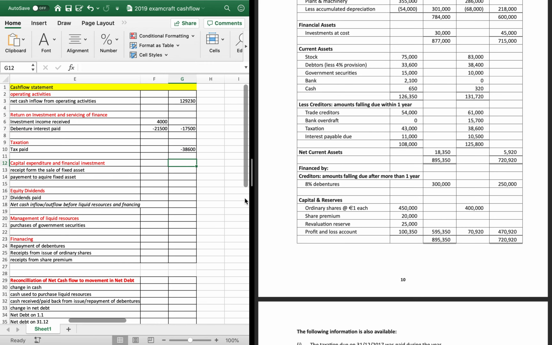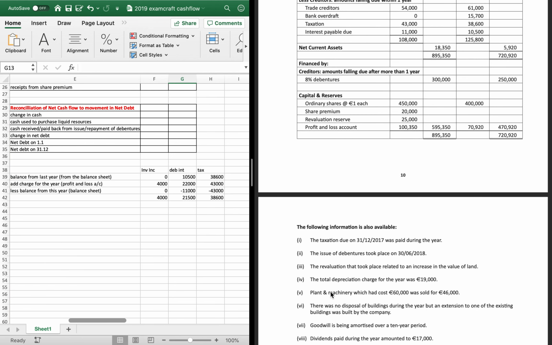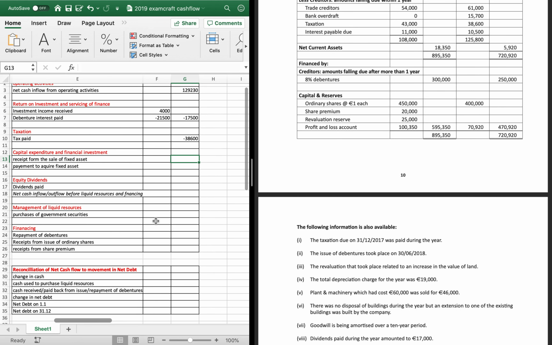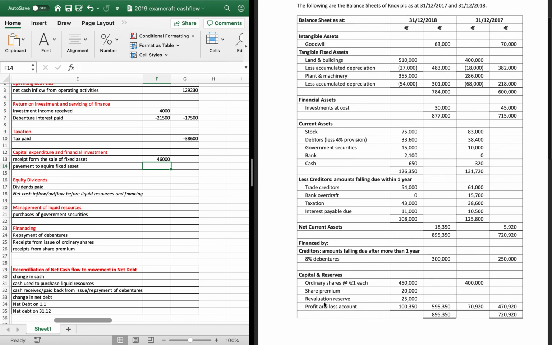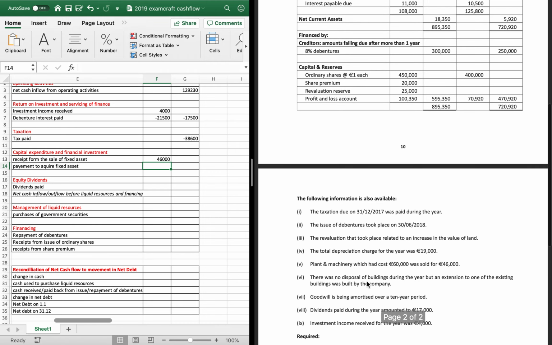Now, the receipt from the sale of fixed assets. Did it tell us how much we got? Yeah, the plant and machinery was sold for 46,000. So we're going to put that in. We got 46,000, so that's a plus. Then we bought fixed assets. So we know that we didn't buy any land and buildings. It tells us that. Oh, sorry, we did. We built an extension, and there's also the plant and machinery.